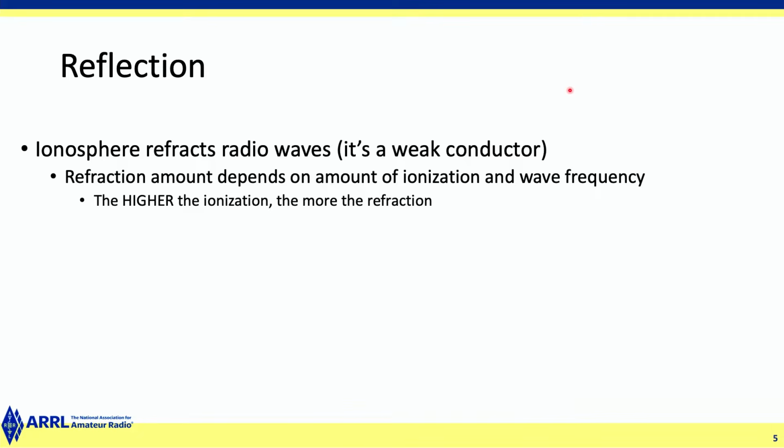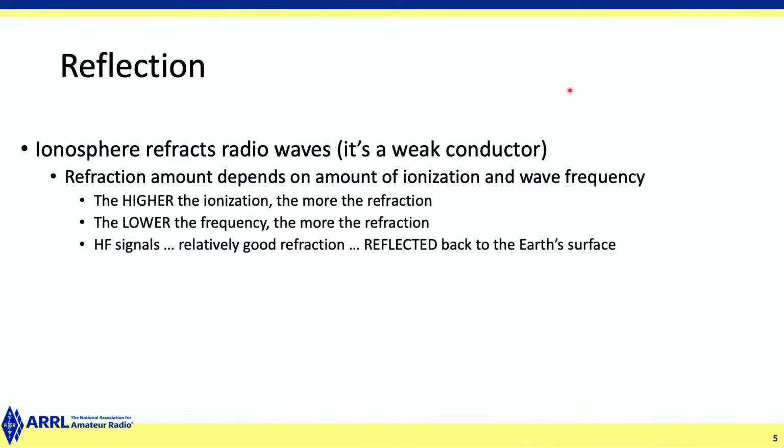The higher the ionization, the more refraction you're going to have. The lower the frequency, the more refraction. Again, because the lower the frequency is, the longer the wavelength. The longer the wavelength, the more likely it is either the peak or trough or part of that sine wave is going to hit one of those ions. Does that make sense? HF signals will have pretty good refraction. They get reflected back to Earth. VHF and UHF signals essentially have no refraction because they're short wavelengths and they tend to punch right through between those ion separations. Does that sort of make sense to everybody? Okay.